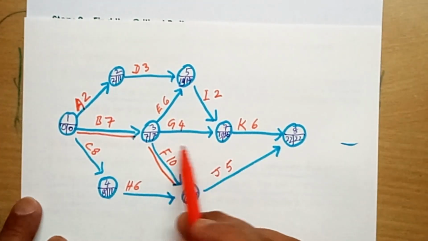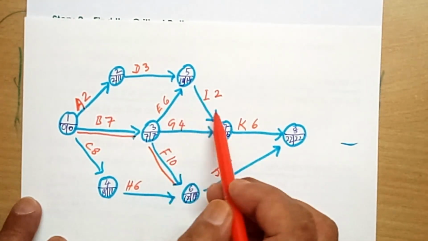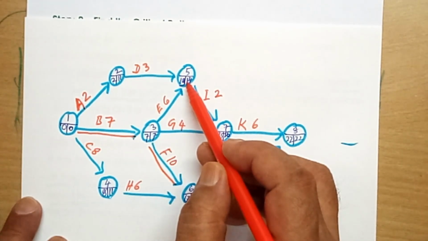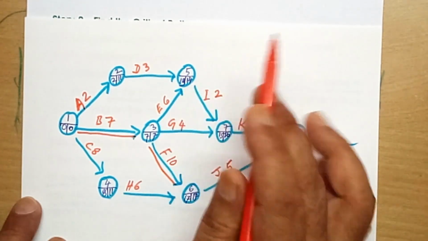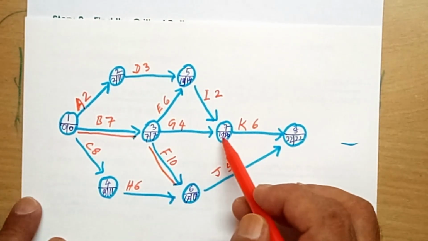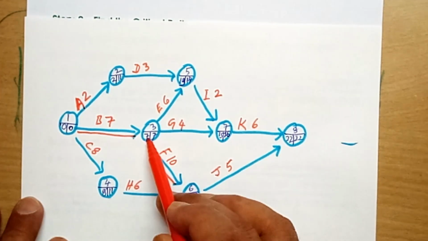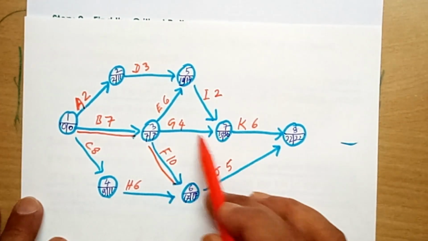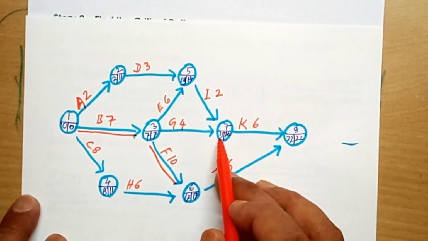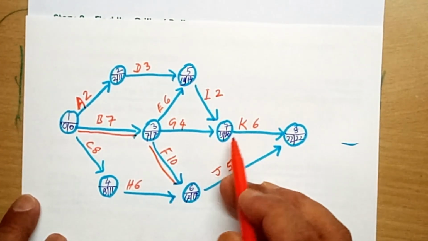Now come to this one. We have checked this one. This one, let us check. Earliest start is 13, latest finish is 14. So not critical. This is also not critical. 15, 16. This is also not critical. We have checked all this, and here, although the arrow tail has equal earliest start and latest finish, the arrow head has different earliest start and latest finish, so this is also not critical.